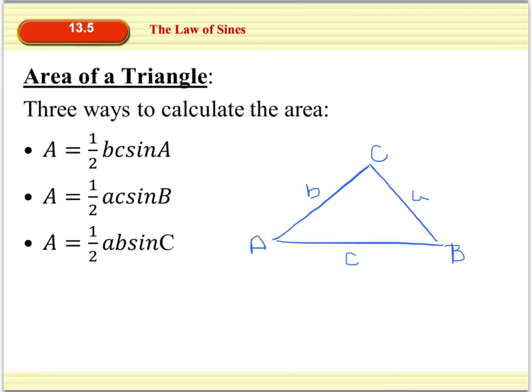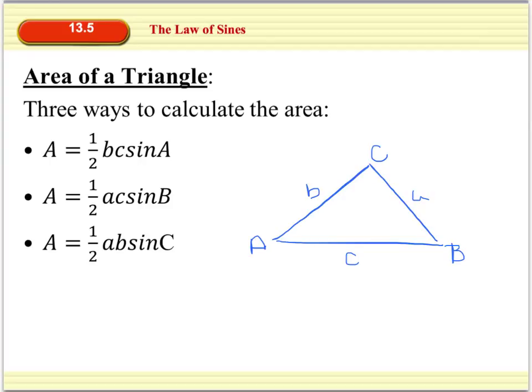Now the last thing we're going to look at out of section 13.5 deals with the area of a triangle. We have three ways that we can calculate the area. We can take 1/2 times B times side length C times the sine of angle A. I can take 1/2 times side length A times side length C times the sine of B, or I can take 1/2 times the side length A times the side length B times the sine of angle C. It will all depend on which side lengths and angles you are given.